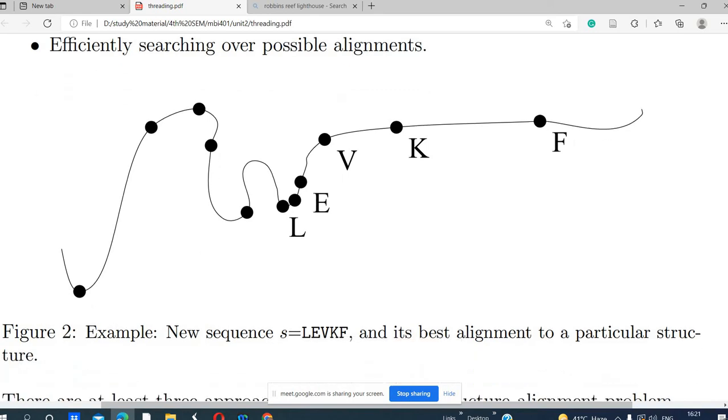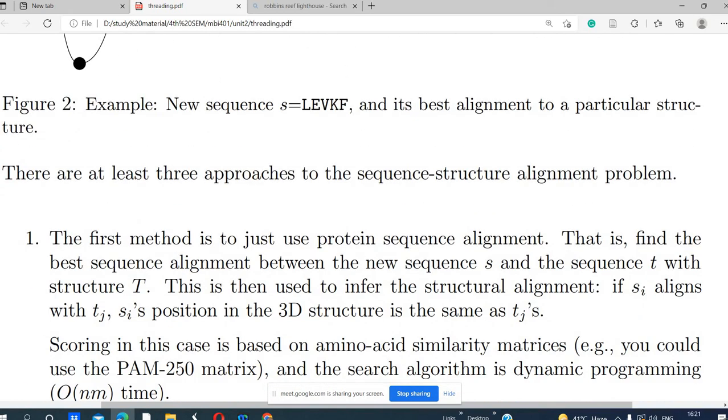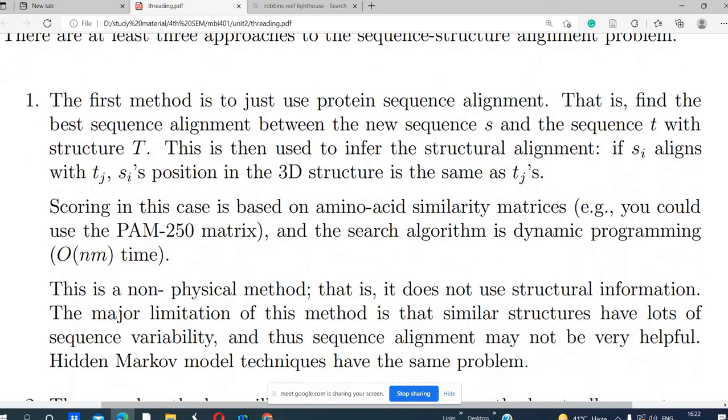Then we can model this sequence. So what is the best alignment? The best alignment is used to build a particular structure. So this is the overall method. The threading method is based on this approach. The sequence structure alignment is important because fold recognition is important.